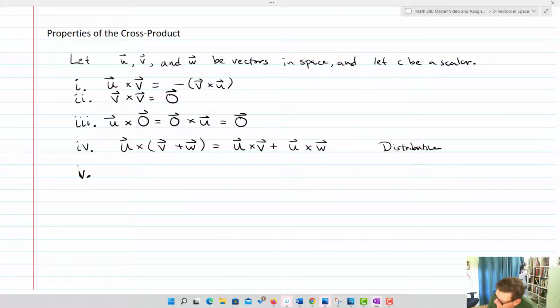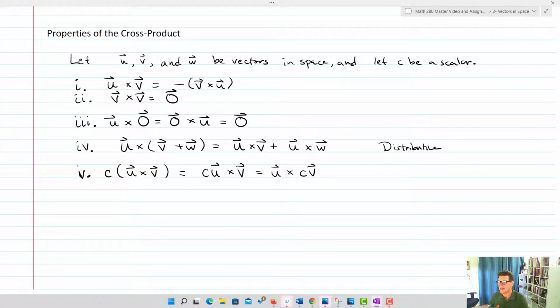And then 5, if we take a scalar and multiply that by u cross v, we can either multiply the scalar by the first vector and then take the cross product, or multiply the scalar by the second vector and take the cross product. What you want to notice is that it's not multiplying the scalar by both. It's only multiplying it by one. So it's not like distribution. So this multiplication by the constant is going to be either Cu cross v, or u cross Cv. It's another option.